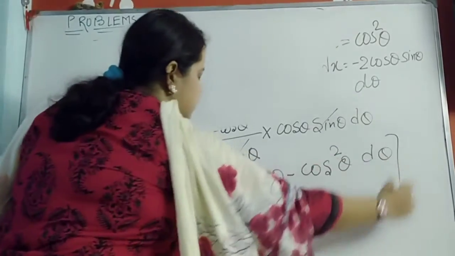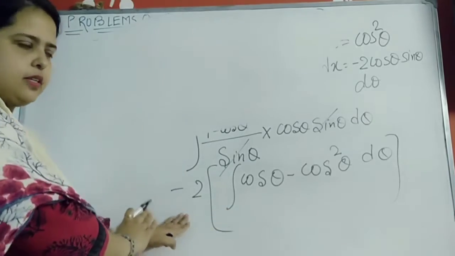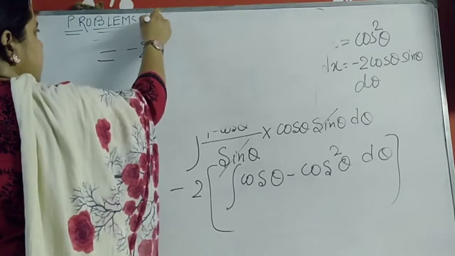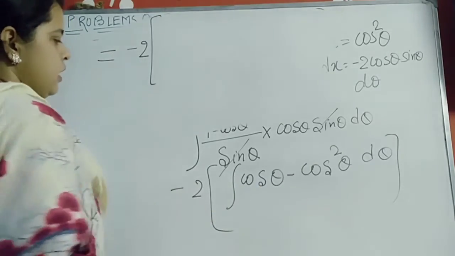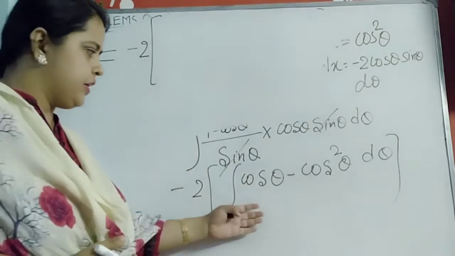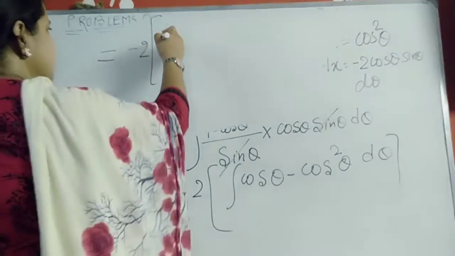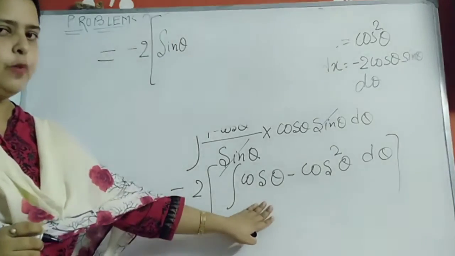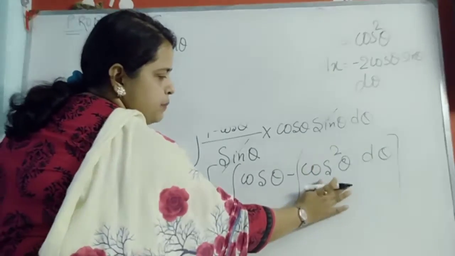Remember, this minus 2 is multiplied throughout. Don't miss it out. So this is minus 2, and let it be outside only, no problem with that. Cos theta. Now, can I substitute integration of cos theta? Yes, we can, because we know that. So this is sin theta, this over. Very happy with this part. No problem with this. But I do have a problem with this one.